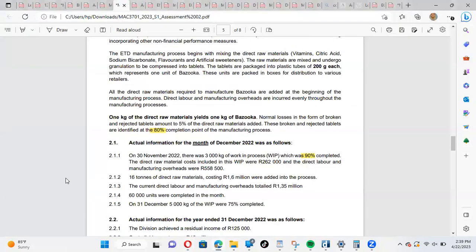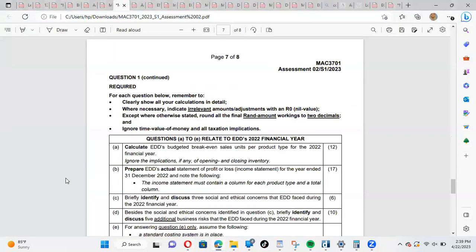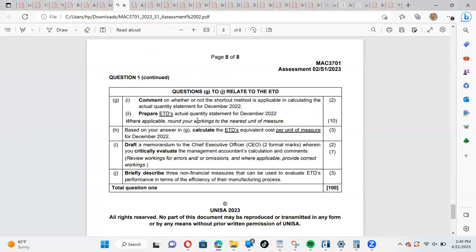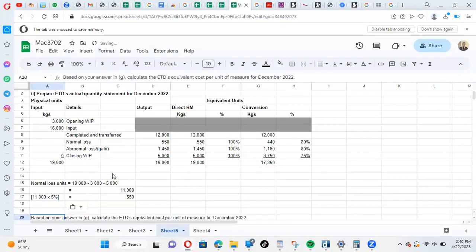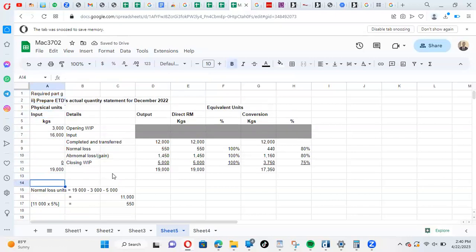I think this was a nice question to start off with because it's an easy question. Right. So based on part H now, based on that, we need to calculate the equivalent costs now. So this is just for 3 marks. So based on your answer in G, we are now on required F.